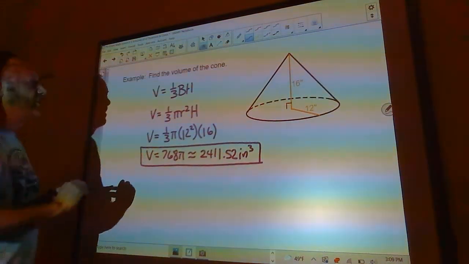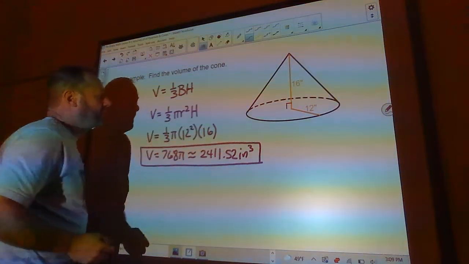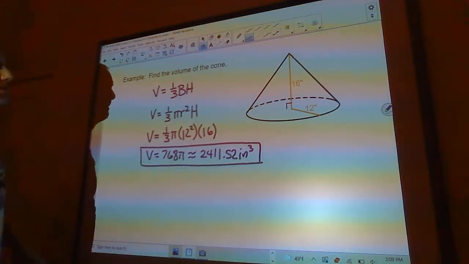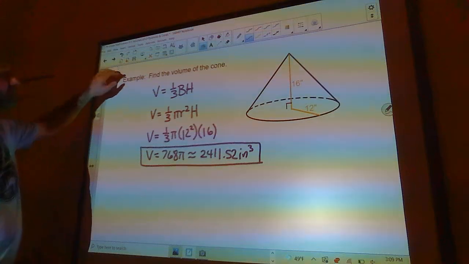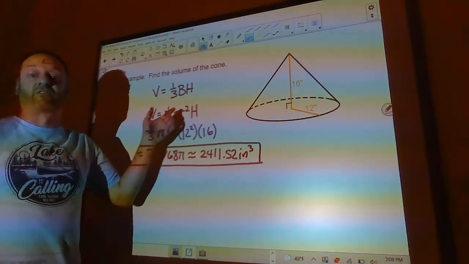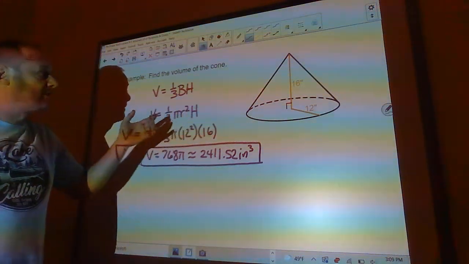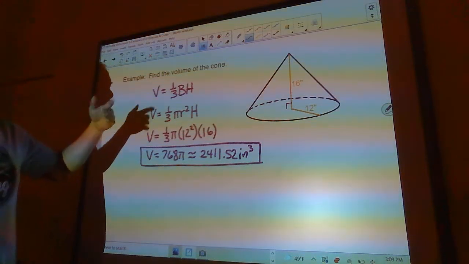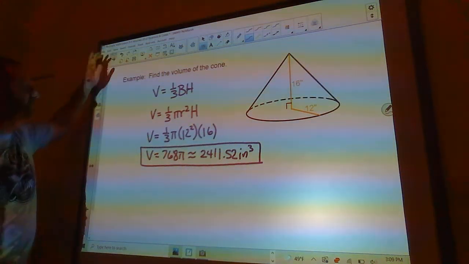As long as I have my general formula here, I can figure out a specific formula for any pyramid or cone. Now, the nice part is this works for every single cone. The pyramids, you kind of have to work them out because they all have different bases.